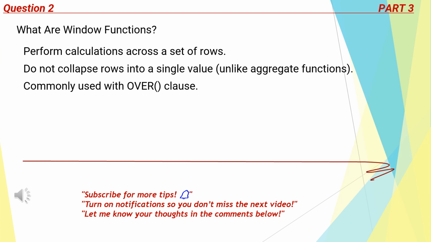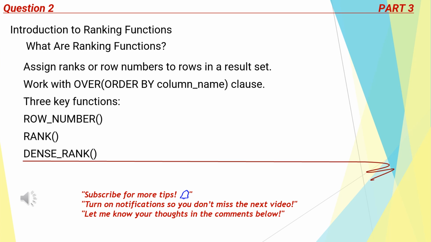Let us see how ranking functions work within window functions. Ranking functions assign a position to each row based on the specified order. They help in scenarios like leaderboard rankings, employee salary comparisons, and ordered data analysis. Let us break down each function.